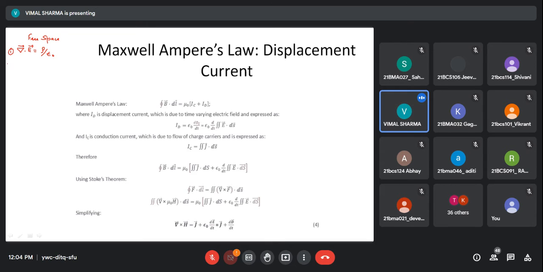Then we have the second Maxwell's equation, which is about divergence of magnetic field, and divergence of magnetic field is always zero. Then the curl of E, which is Faraday's law of electromagnetic induction. In differential form we can write it as minus dB by dt, the magnetic field B. Then fourth is Ampere's law, which is about curl of magnetic field.